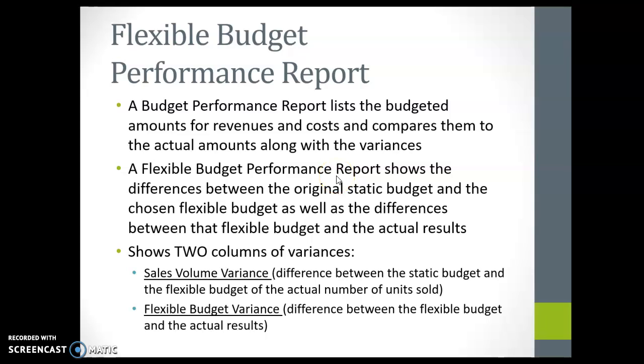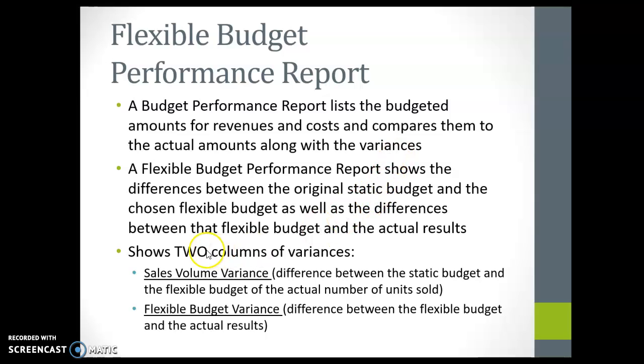All right, this is the last slide of the previous video in which we discussed the flexible budget performance report. This report shows all the budgeted amounts and the actual amounts along with the variances, just the differences between the actual that we received or spent and what we thought we were going to receive and spend on the budget.